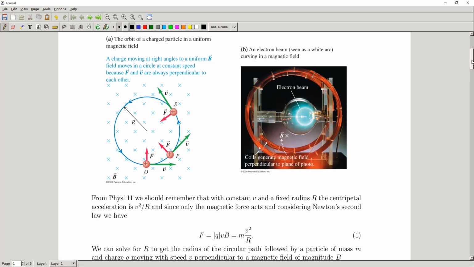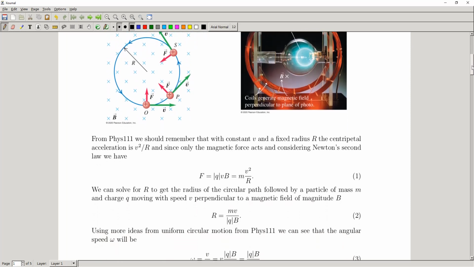But when I mentioned uniform circular motion, which is what's happening here, this should ring a bell from Physics 111. If we remember, with a constant v and a fixed radius, our centripetal acceleration is going to be defined as this value that we see here. So a_c, or a sub c, depending on how you defined it in your 111 class, depending on who your prof was, you're going to end up with this expression on the right hand side: v squared over r.